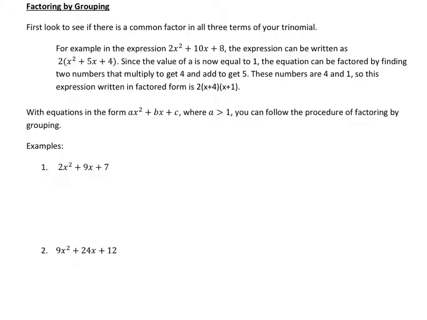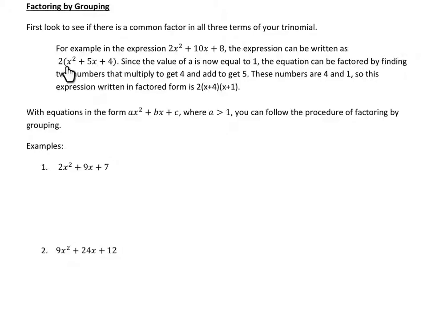For example, in the expression 2x squared plus 10x plus 8, the expression can be written as 2 times the quantity x squared plus 5x plus 4. All that I did was I divided 2 out of each term and then put it on the outside by using the distributive property.